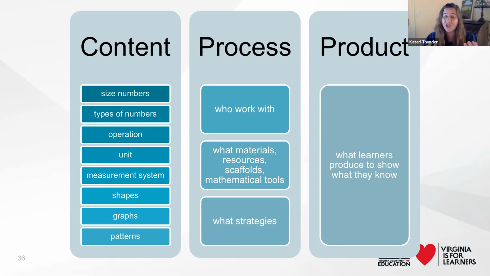I can also change the strategies. That's part of the process. So what strategy are you engaging with? Maybe you're choosing it, or maybe I'm saying, hey, you know what? I think today we really need to work on compensation. That's something that we did in our number talk, and it seems like that's an area that you need some practice in. So let's work on that. The product is also something that you can adjust: what learners produce to show what they know. Again, that can change and reflect students' interest or what they're ready for.